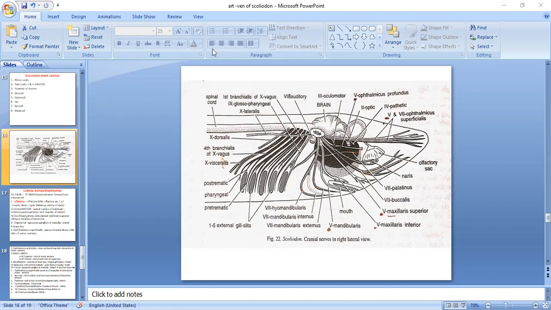And then the eighth one, the auditory nerve, a stout nerve that is produced from here, from the Gasserian ganglion. Okay, so that supplies the inner ear or membranous labyrinth. And this is the ninth nerve. Okay, which is generally known as glossopharyngeal.